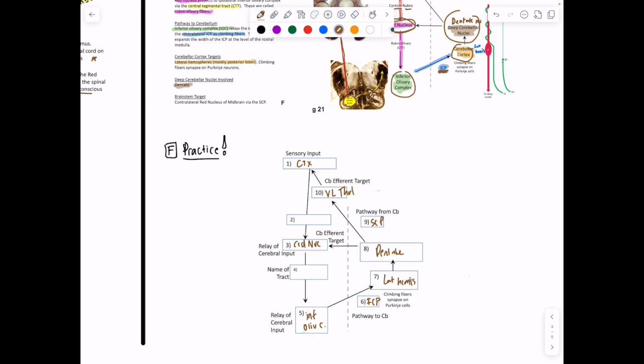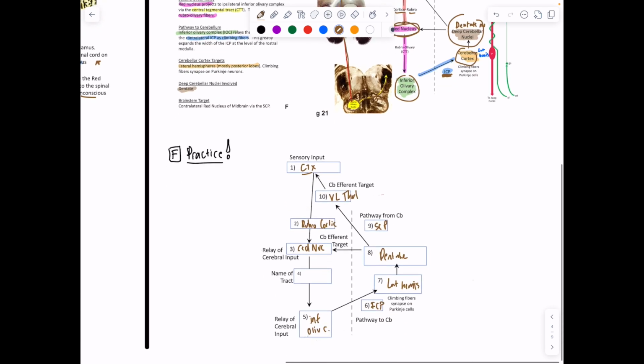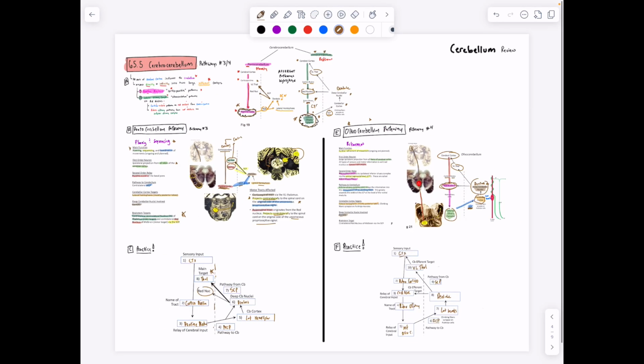And then we are going to go from cortex. So this is cortico-rubro. Cortico-rubro, I put that backwards, that's my bad. And then here we have rubro-olivary. All right, so not too bad. We have done all 4 pathways.